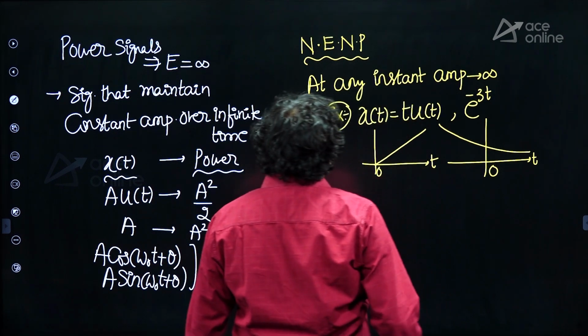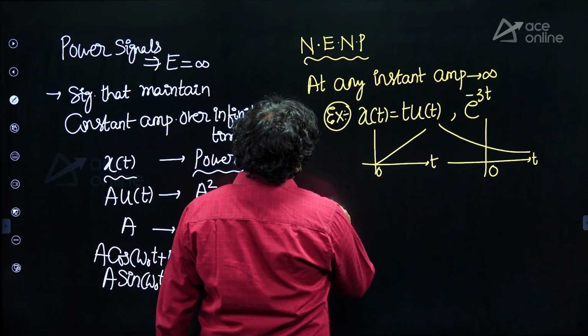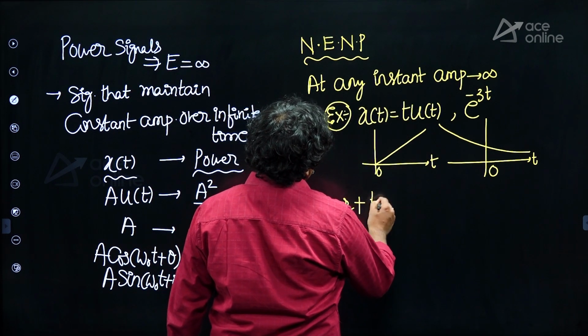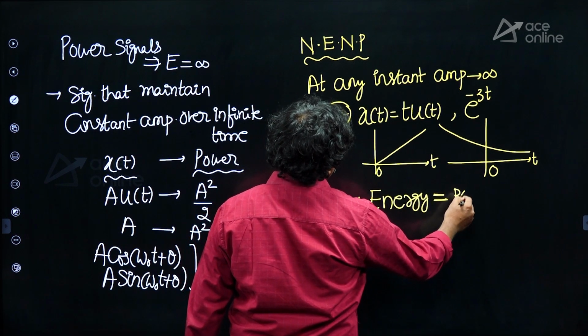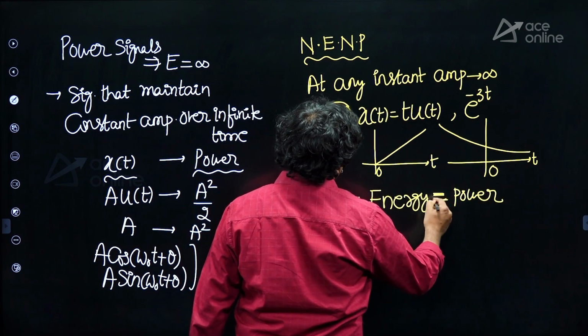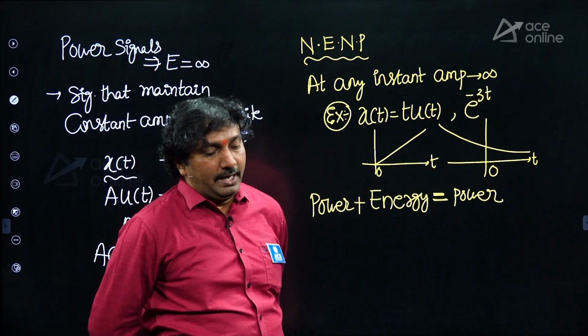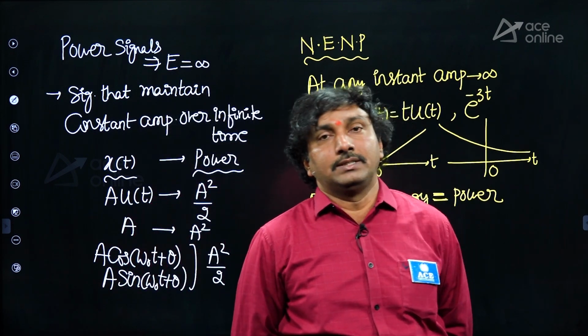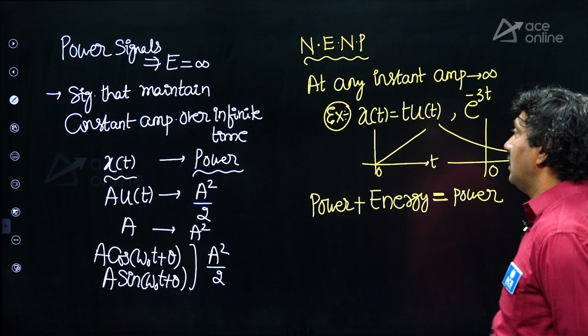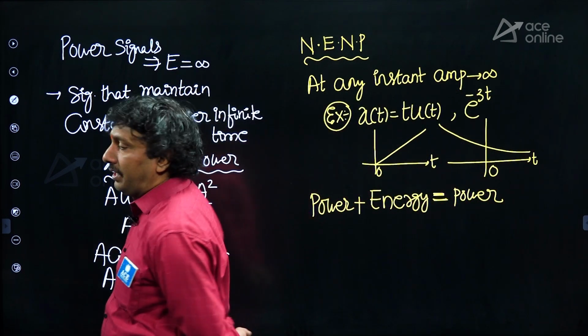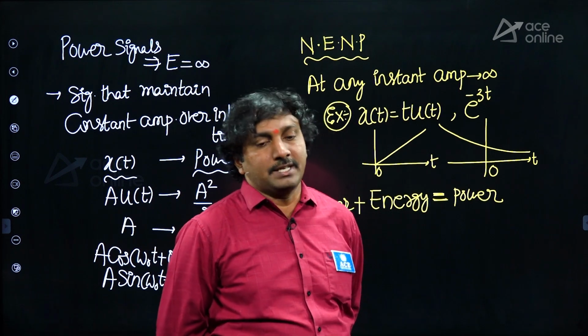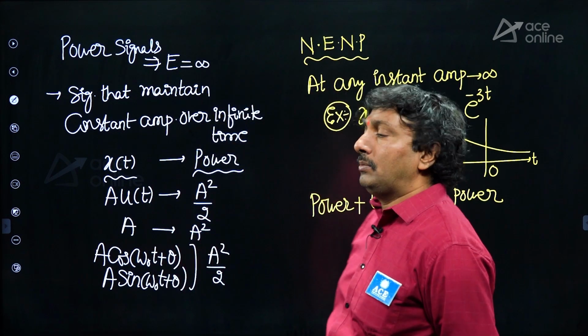When we add a power signal to an energy signal, the resultant is a power signal. When you are adding a power signal to an energy signal, the resultant signal is a power signal. So there will be a definite model related to the energy and power signals concept.